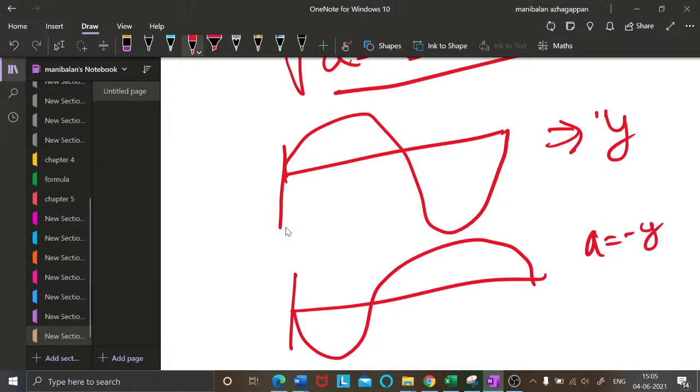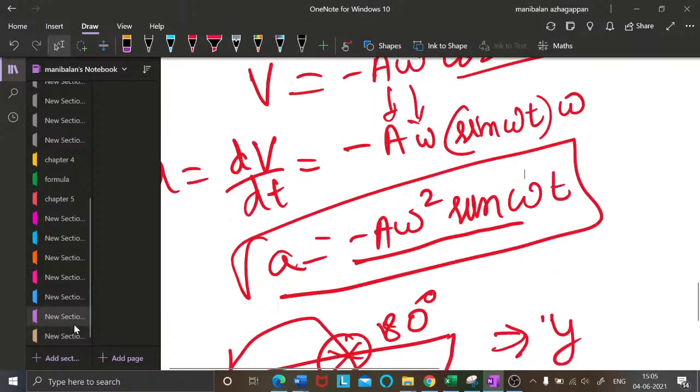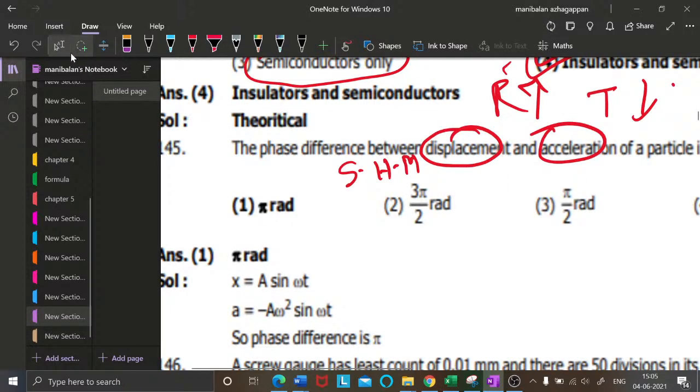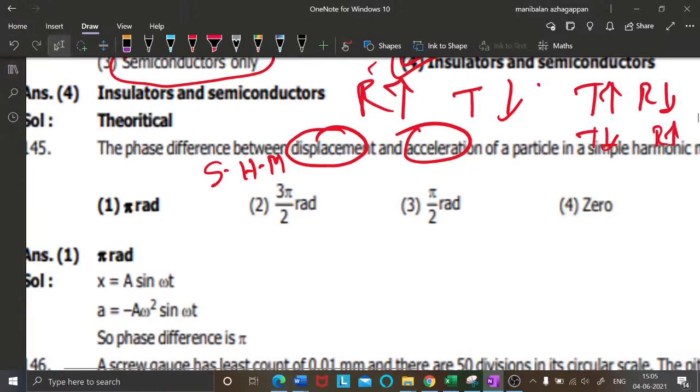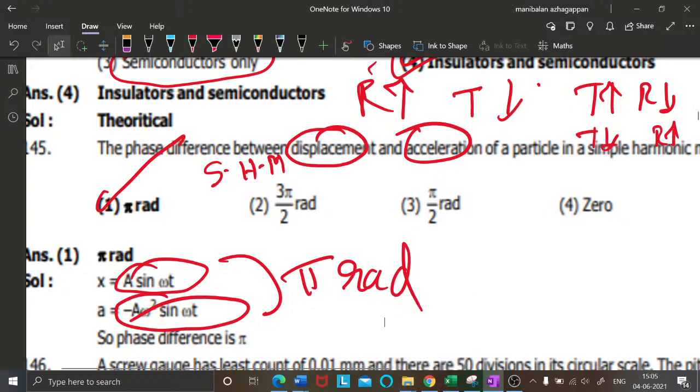Displacement, okay, opposite direction. The phase difference between these two is going to be 180 degrees. So this answer is the 180 degree phase difference. It's very simple. Take it as pi radian. So for a sin omega t and minus a omega square sin omega t, the phase difference between these two is going to be pi radian, that is, 180 degrees.